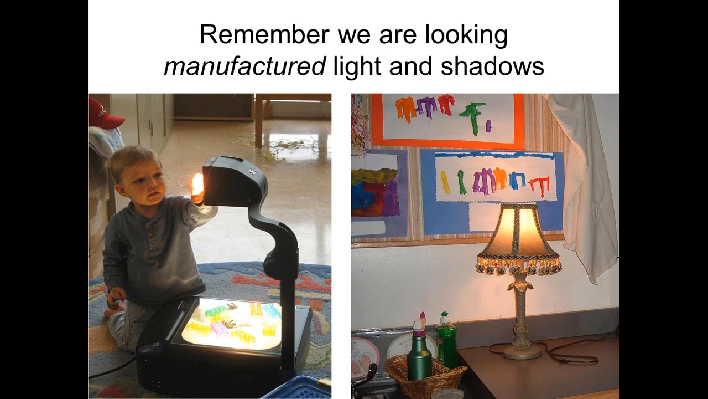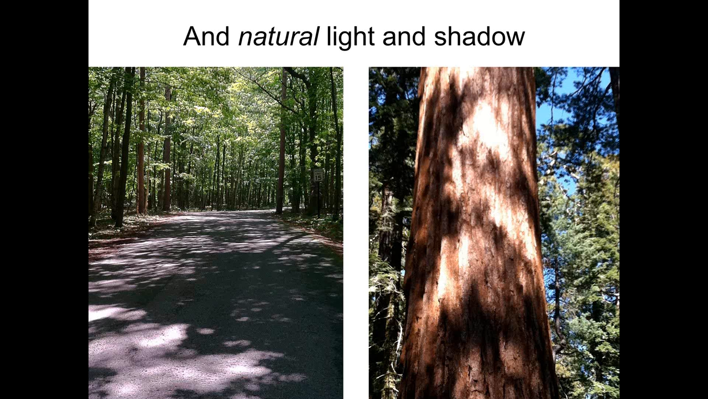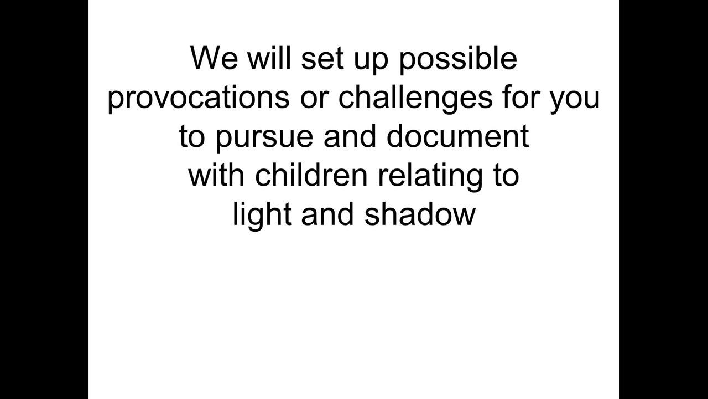So one thing I wanted to say, too, is remember that we're looking at manufactured, or some people refer to it as artificial light and shadows. And that's actually an example. I don't know if somebody from Tucson is here, but from the Head Start program in Tucson, an example of artificial light. But we're also looking at natural light and shadows. And then sometimes we're looking at a mixture of manufactured and natural light. And so we're going to set up some possible provocations for you all at the end of this session.